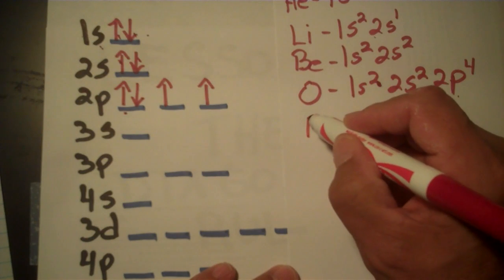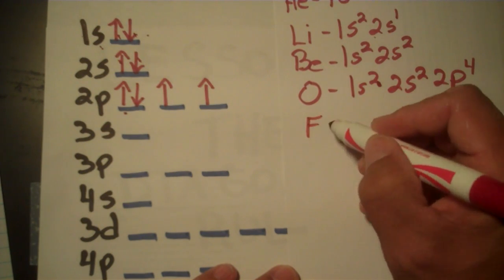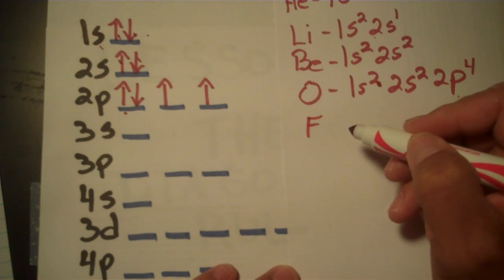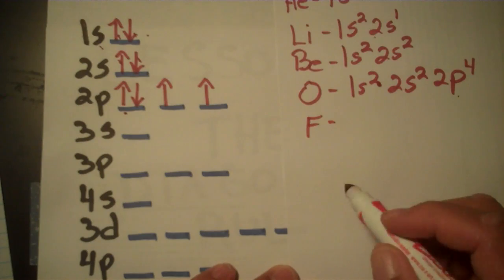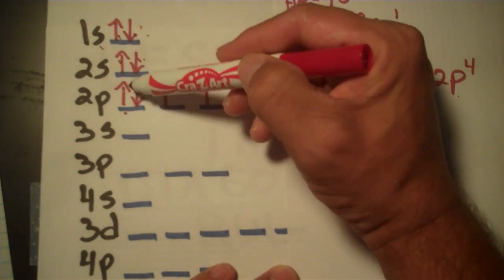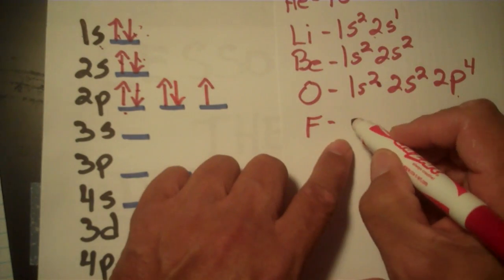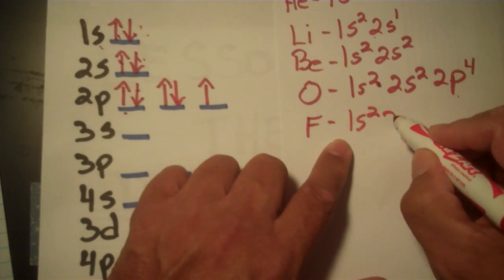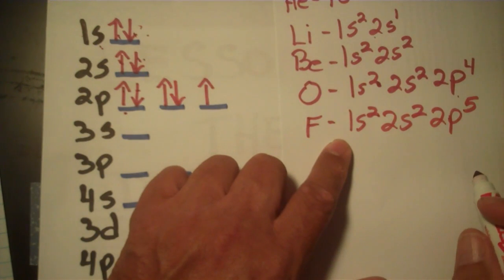Now nitrogen, I apologize. Let me go to the next one, number 9, fluorine, which has 1 more. Okay, so 1, 2, 3, 4, 5, 6, 7, 8. Put another one down. That one would be 1s2, 2s2, 2p5.